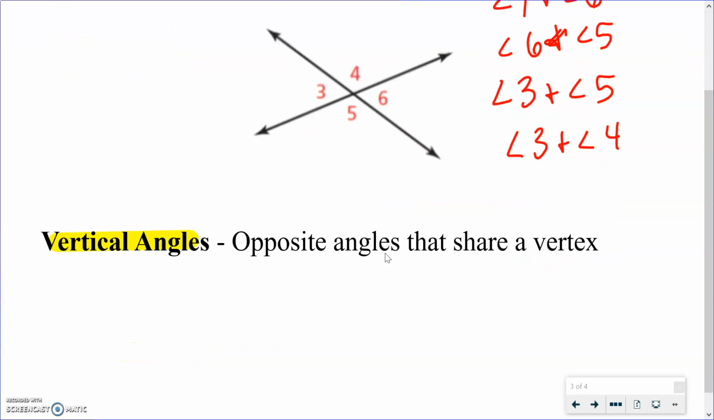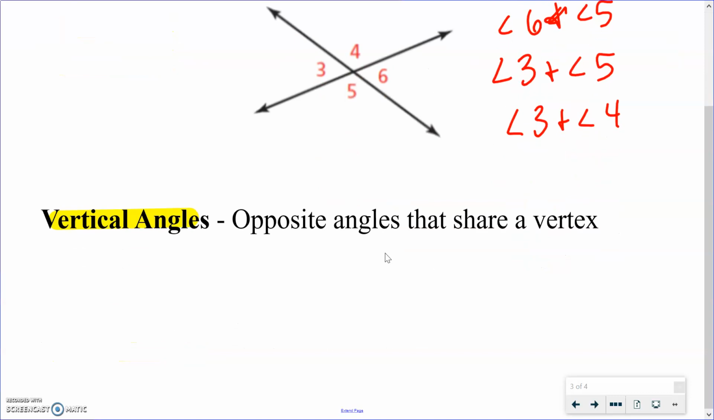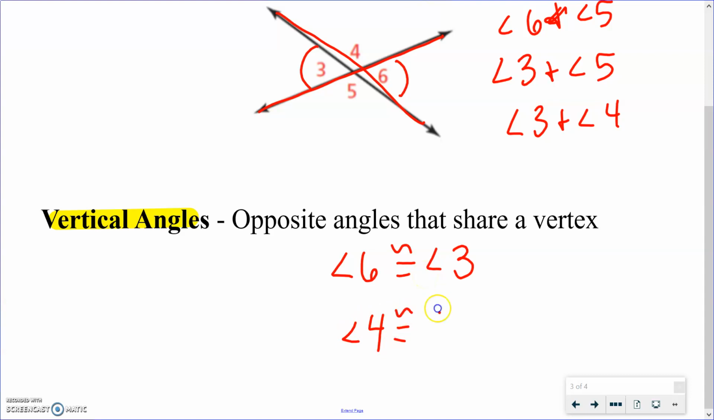Vertical angles are angles that share a vertex, okay, and they're formed by the same two lines. So like they're inside those same two lines. And so angle 6 and angle 3 are vertical angles, and vertical angles are always congruent. So that's something else we need to remember. So angle 6 and angle 3 are congruent, as well as angle 4 and angle 5. They're congruent because they are also vertical angles.